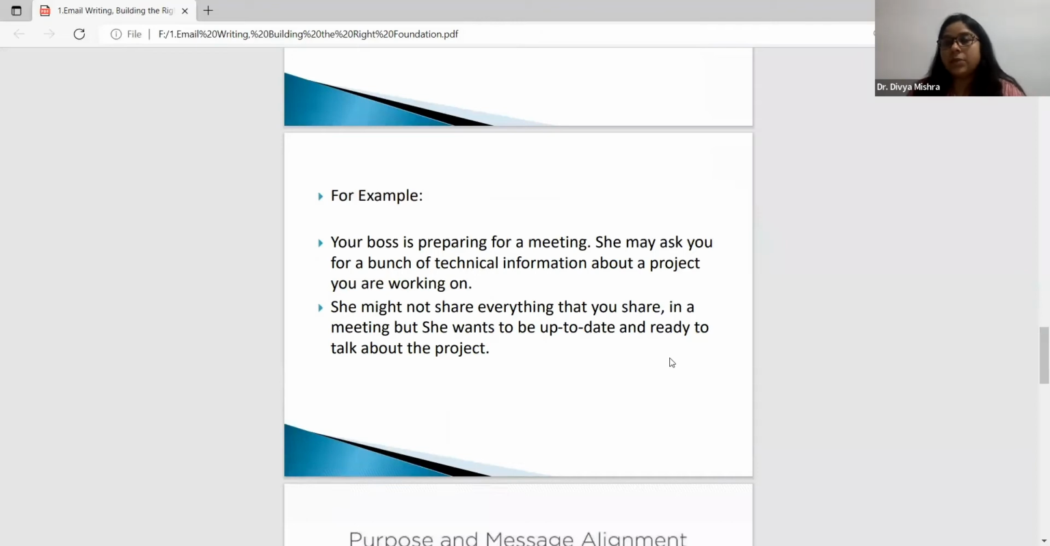This is an example. This is a scenario. For example, your boss is preparing for a meeting. She may ask you for a bunch of technical information about the project you are working on. All right, try to read it, please. I'm requesting all of you to read it. She might not share everything that you share in a meeting, but she wants to be up to date and ready to talk about the project. Please read it and then try to understand the scenario.